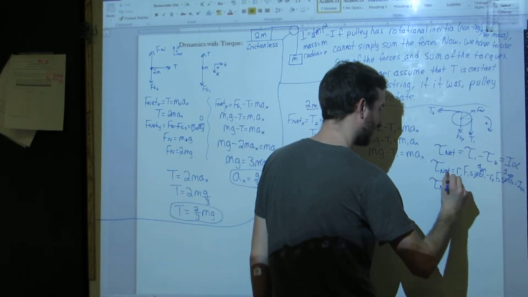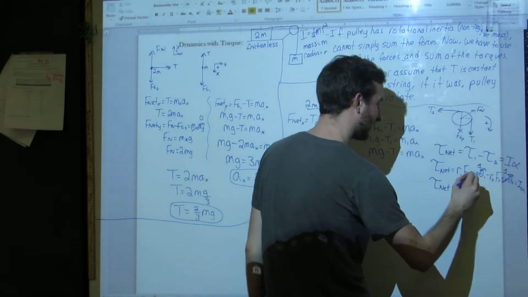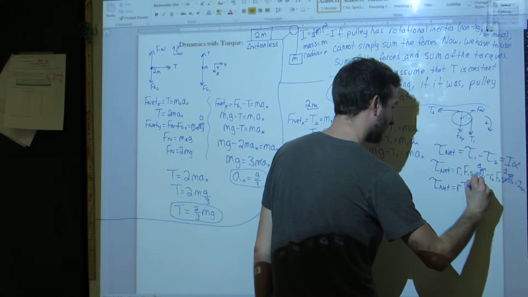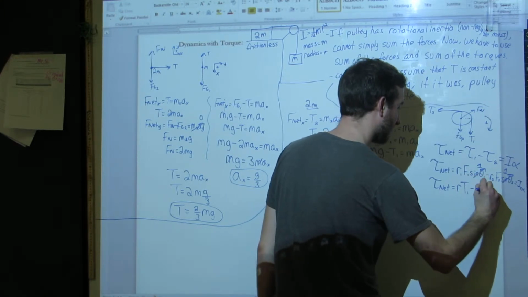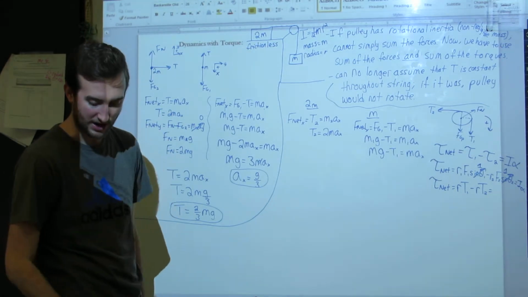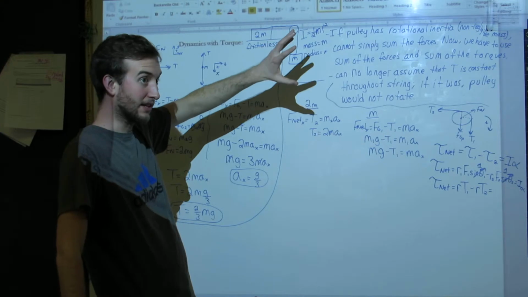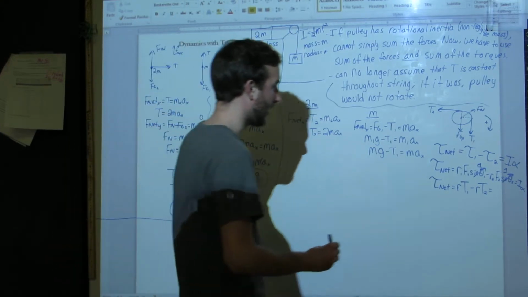So what I have right now is the net torque equals R T1 minus R T2 equals the moment of inertia multiplied by the angular acceleration. Moment of inertia for a pulley, for a disc that rotates, is 1/2 mr squared.